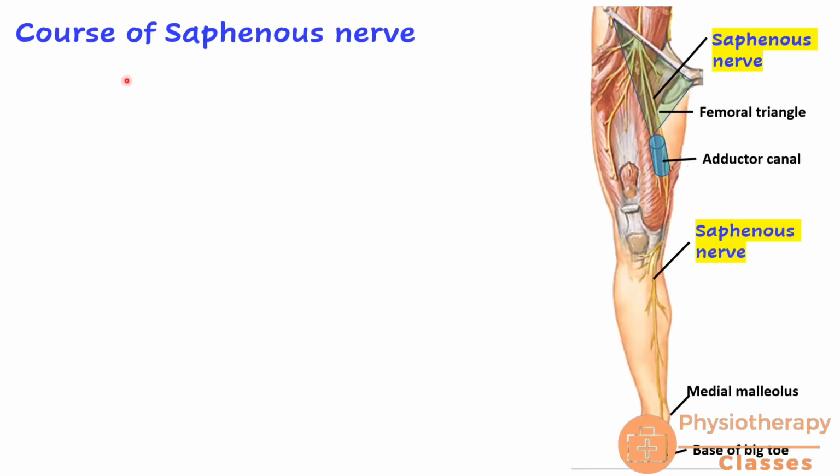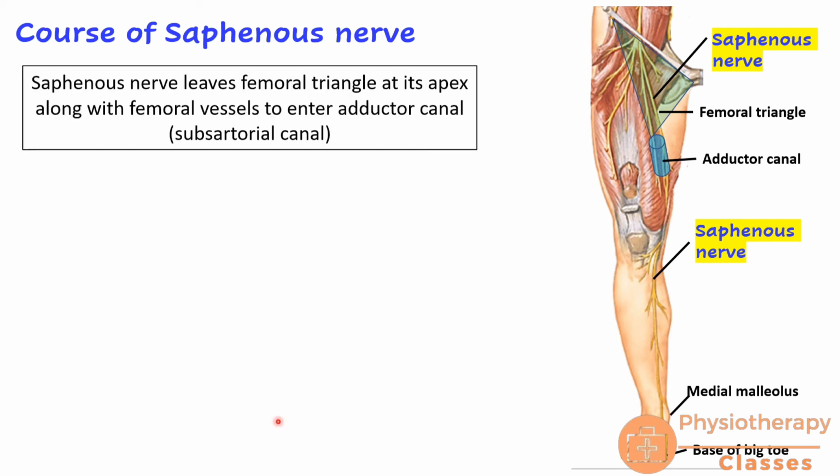Let us consider the course of saphenous nerve. This is the longest cutaneous nerve in the body, and we have already seen this is a branch of posterior division of femoral nerve. So saphenous nerve, as we can see here, arises from the posterior division of femoral nerve in the femoral triangle and will leave the femoral triangle at its apex.